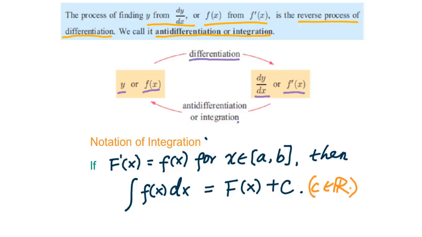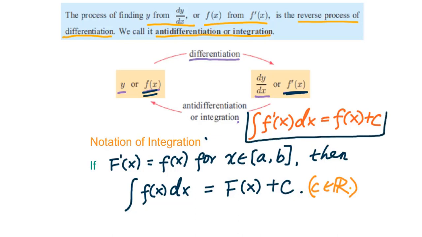The anti-differentiation of f prime of x equals f of x, we can write down this way: the integral of f prime of x dx equals f of x plus c. This is very, very important for you to think about how to figure out this f of x.